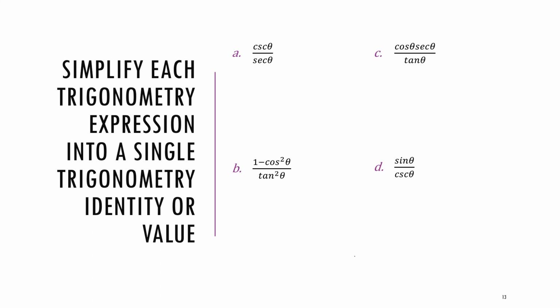So cosecant theta is 1 over sine theta, and secant is 1 over cosine theta. Dividing fractions is so easy, just flip the second and multiply. So 1 over sine theta times cosine theta over 1 is cosine theta over sine theta, and that happens to be cotangent theta.